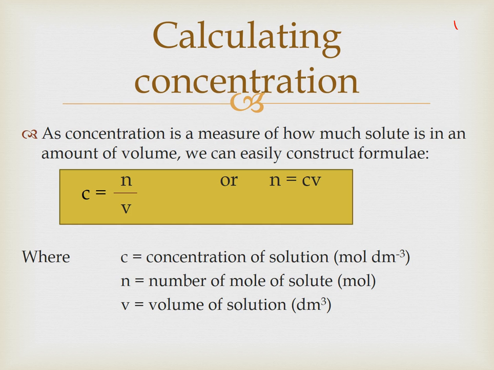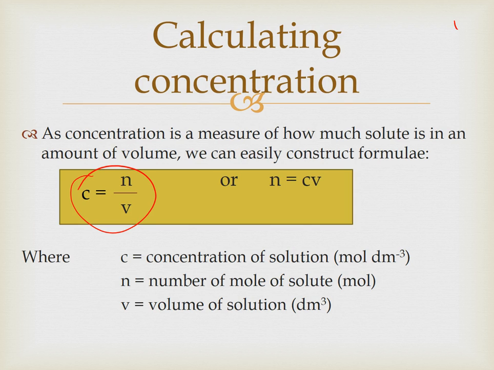So when we look at calculating our concentration, the formula you need to know is that concentration is equal to the number of mole divided by the volume, or the number of mole is equal to concentration times volume. Don't get them mixed up. As I've pointed out in class, this is a formula that for some reason I mix up in my head all the time, so I always write it down before I do any calculations.